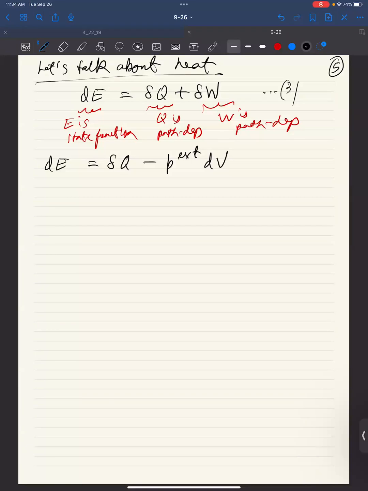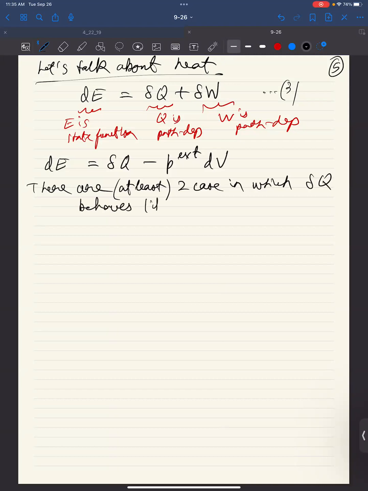And enthalpy is definitely something which 99% of chemistry graduates 10 years after their chemistry degree will not be able to tell you what it is, because it's abstract. You forget about it. And today we will spend some time trying to understand it. So there are, and I'm not saying there can't be other cases, but there are at least two cases in which delta Q behaves like a state function.